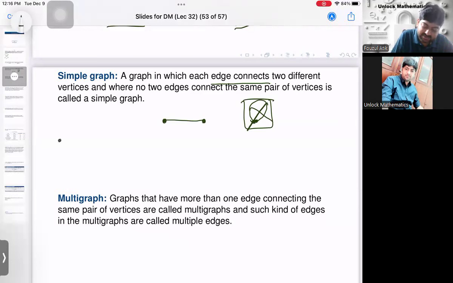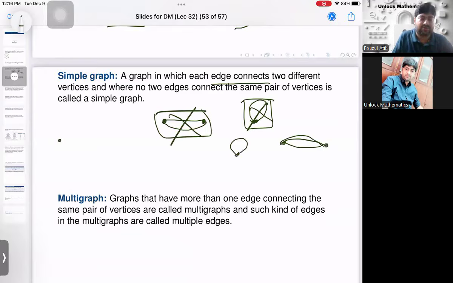If I have a pair of vertices and another edge connects the same pair, that is also not allowed in a simple graph. If a graph does not contain these things, you call it a simple graph. Like this one I am drawing, you can see that nowhere are these things present. So this is an example of a simple graph.